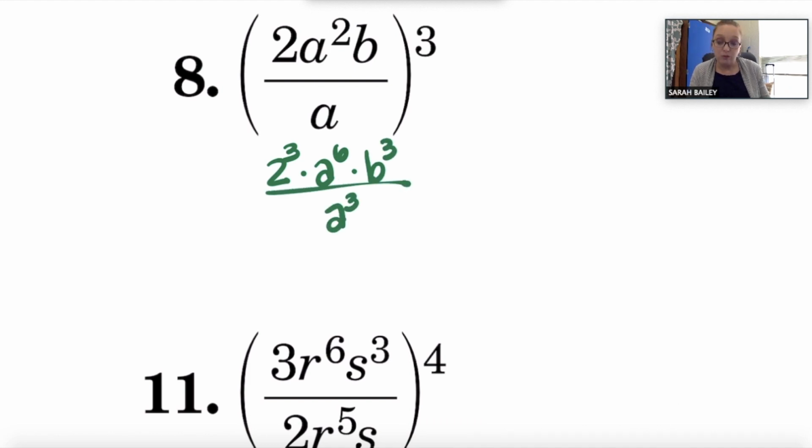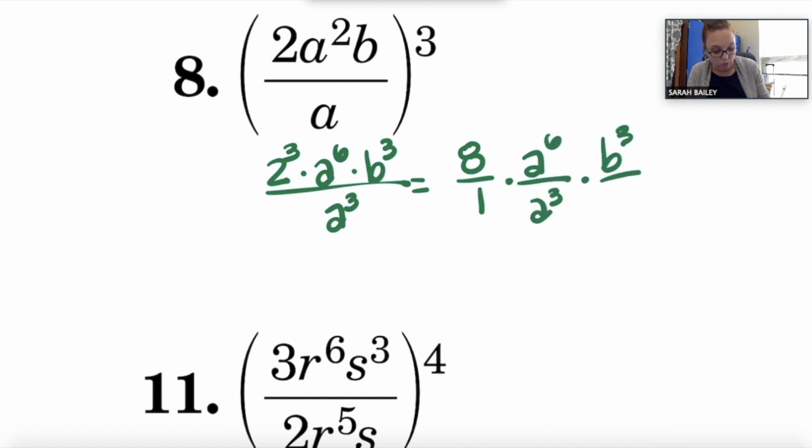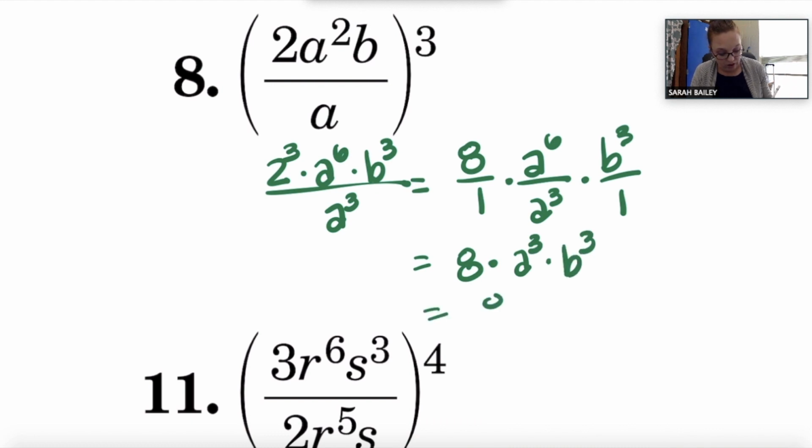And now if I simplify this, well, 2 cubed is 8. So I'm going to say 8 over 1 times a to the 6th over a cubed times b cubed over 1. I'm just breaking it up. So that is going to be 8 over 1. Actually, you know what? Let's go ahead and leave that as just plain old 8. Times, now a to the 6th over a cubed is going to be a cubed. Remember, those exponents get subtracted. Times b cubed. So my final answer, 8a cubed b cubed. Okay?